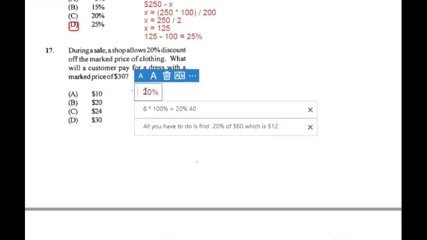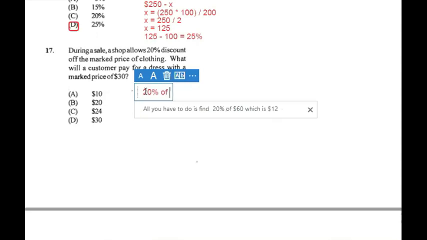During a sale, a shop allows 20% discount of the marked price of clothing. What will a customer pay for a dress with a marked price of $30? So all we're looking for is 20% of $30 to get what the discount was. So it's 20% of $30, and that is equal to $6, and that is our discount.